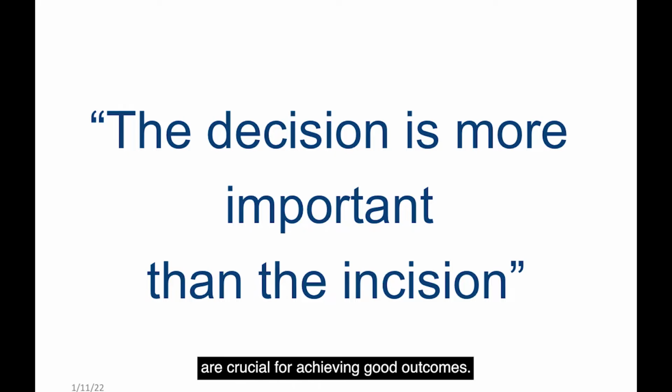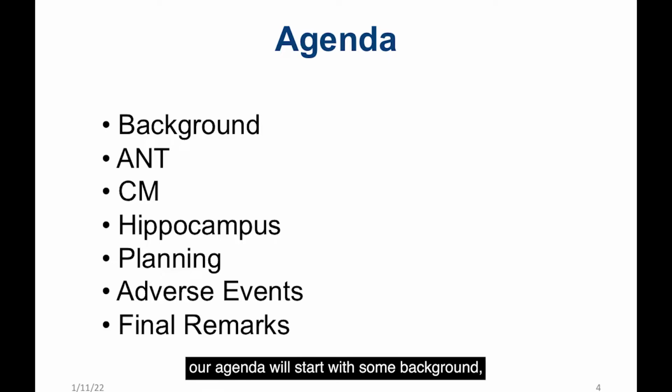Having this in mind, our agenda will start with some background, followed by the three main targets in DBS for epilepsy that are the anterior nucleus of the thalamus, the central median nucleus of the thalamus, and the hippocampus. We will then move to how we plan the procedure and what are the adverse events related. And we will close with our final remarks.